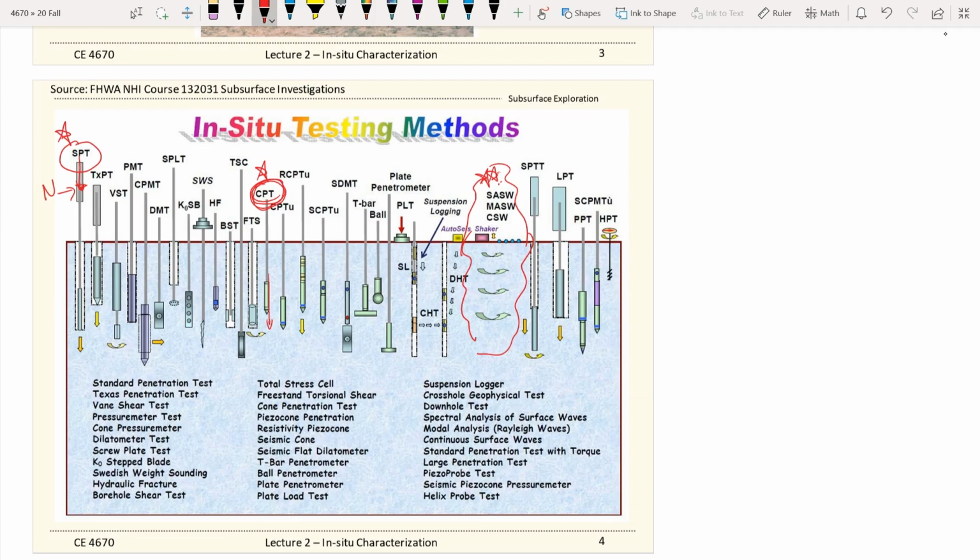For the design course, CE 467, you'll be required to do a semester project, and I will give you both SPT and CPT data. Part of the semester project is for you to decide which in situ test method you will choose for your design project, SPT or CPT.